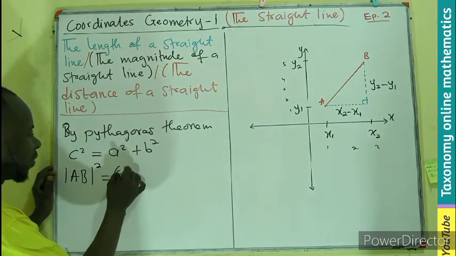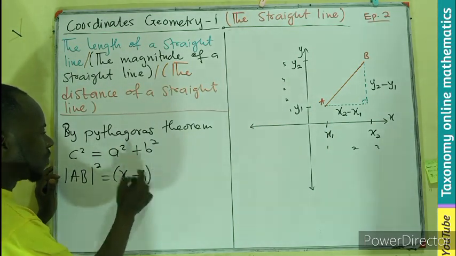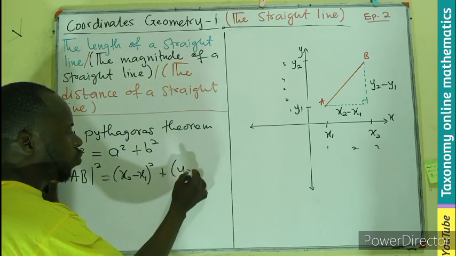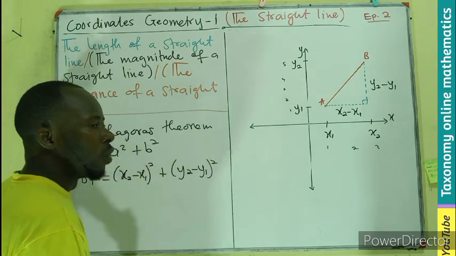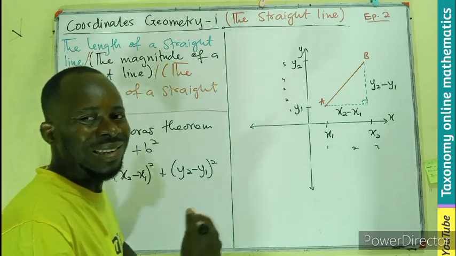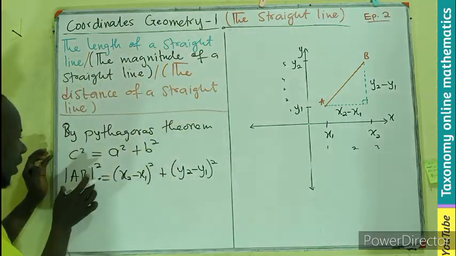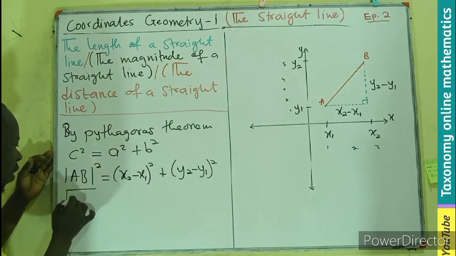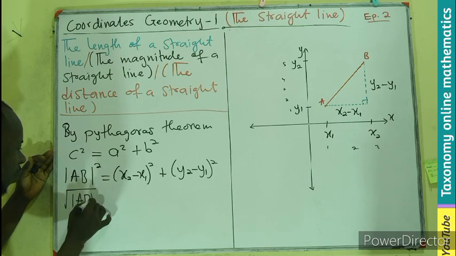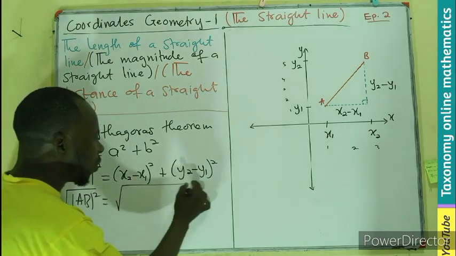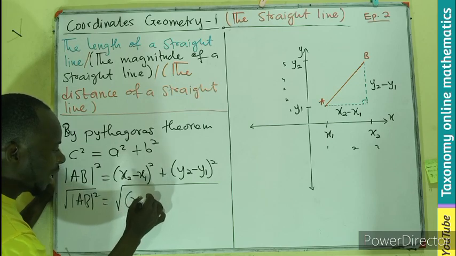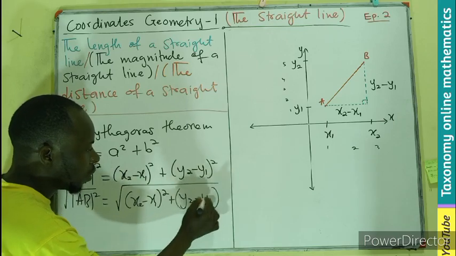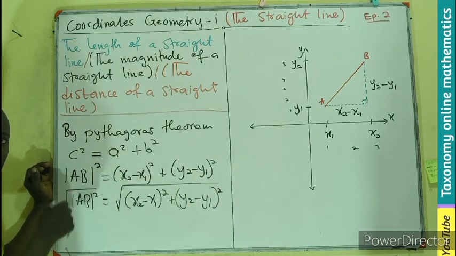So I can pick my x2 minus x1 to be my a, and the a is squared. I can pick the other side, which is y2 minus y1, which is also squared. The question says we are looking for distance, not a distance squared. So we find the square root of both sides, meaning the square root of the magnitude of AB all squared equals the square root of (x2 minus x1) all squared plus (y2 minus y1) all squared. So you can see that the square and the square root will cancel.